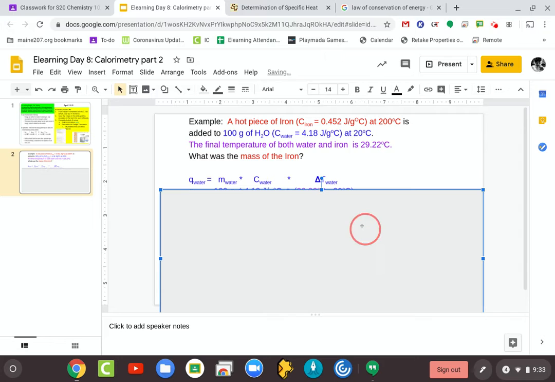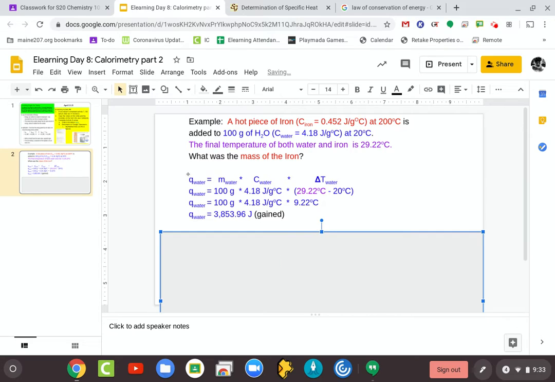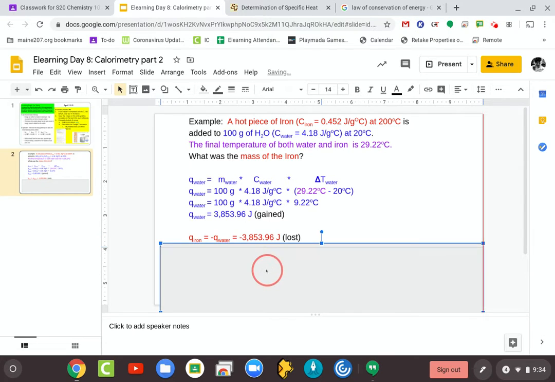We start by using the formula Q equals mc delta T for the water. What we're going to do is use the mass of the water from the problem times the specific heat of the water from the problem, times the change in temperature, final minus initial: 29.22 minus 20, that's 9.22 degrees, times 4.18 joules per gram degree Celsius, times 100 grams. That gives you the energy gained by the water as 3,853.96 joules.